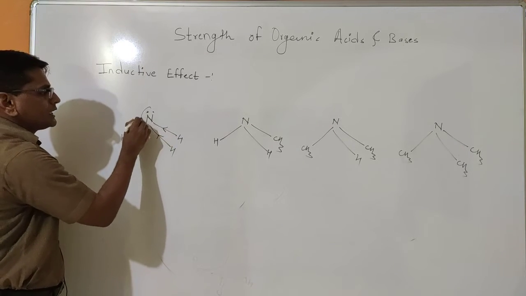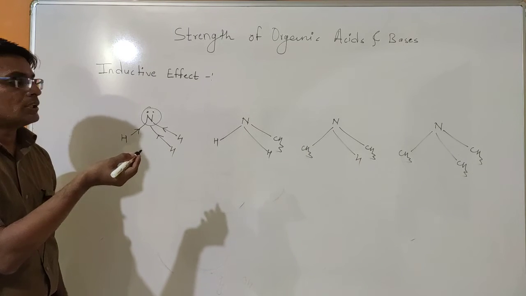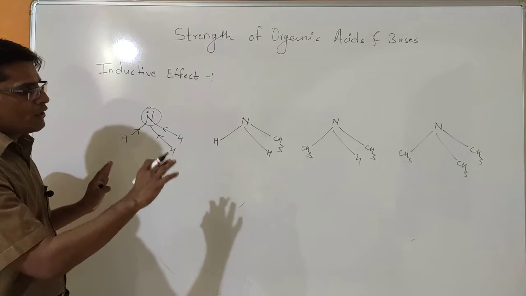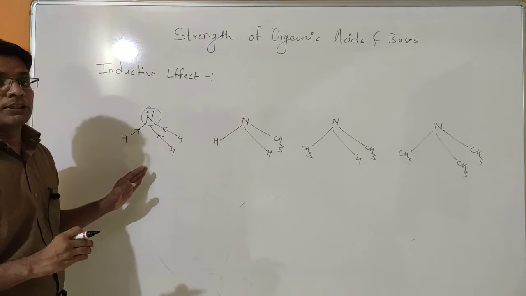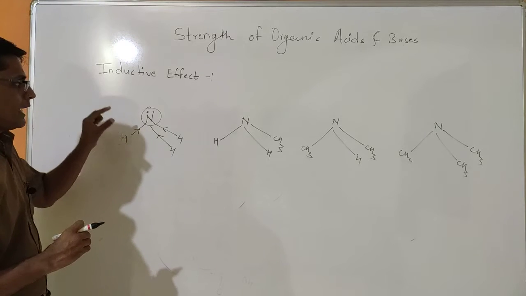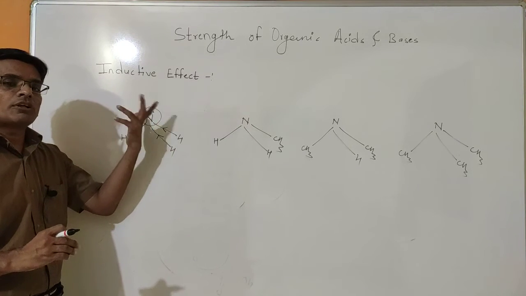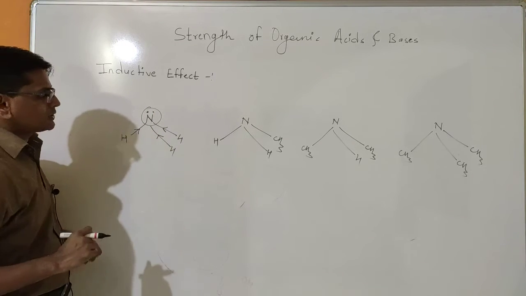And if this center is more electron rich, then it becomes a stronger base. So then we will compare all these four molecules in the form of inductive effect and then decide which will be the stronger base. And you remember, the nitrogen which is more electron rich becomes the stronger base. Now we will decide which will be the stronger base.